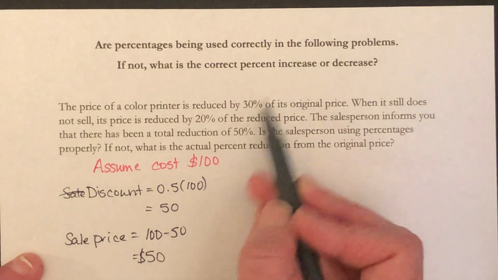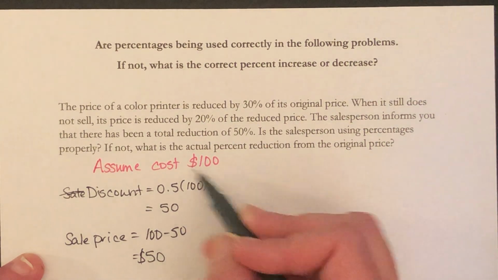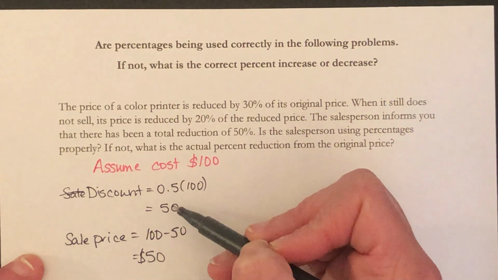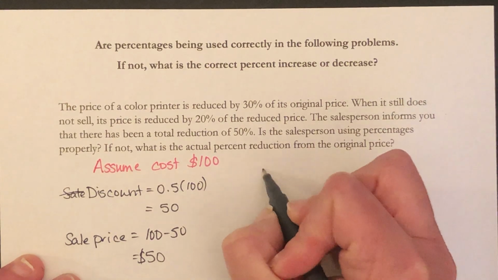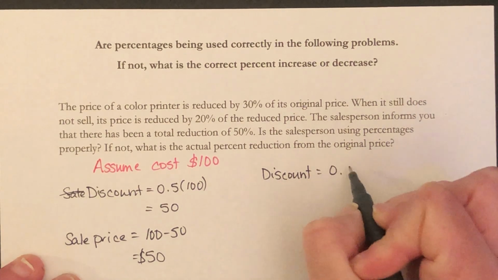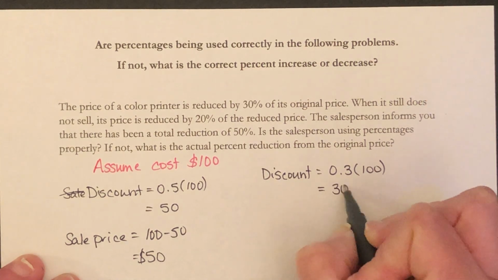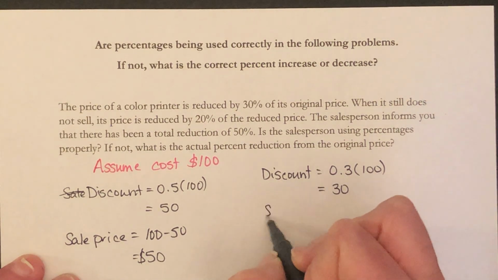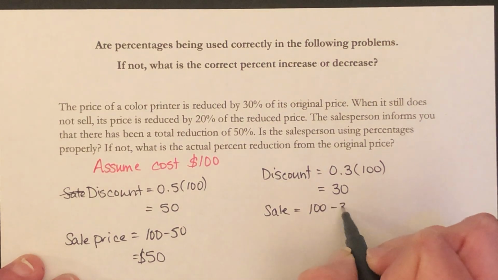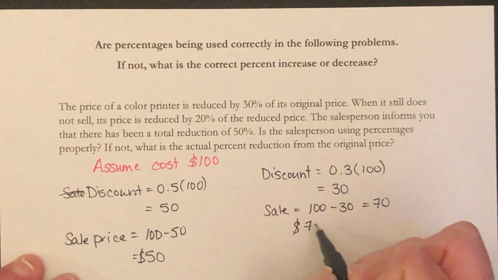Okay, so let's come back and do the 20 and the 30 thing. So again, we're assuming that we have $100 as the original cost. First thing I want to do is take 30% of that to find the discount, and then I'm going to find the sale price. So the discount would be 0.3 times 100, which is 30. So the sale price would be 100 minus 30 is equal to 70. So after the first reduction, our sale price is $70.